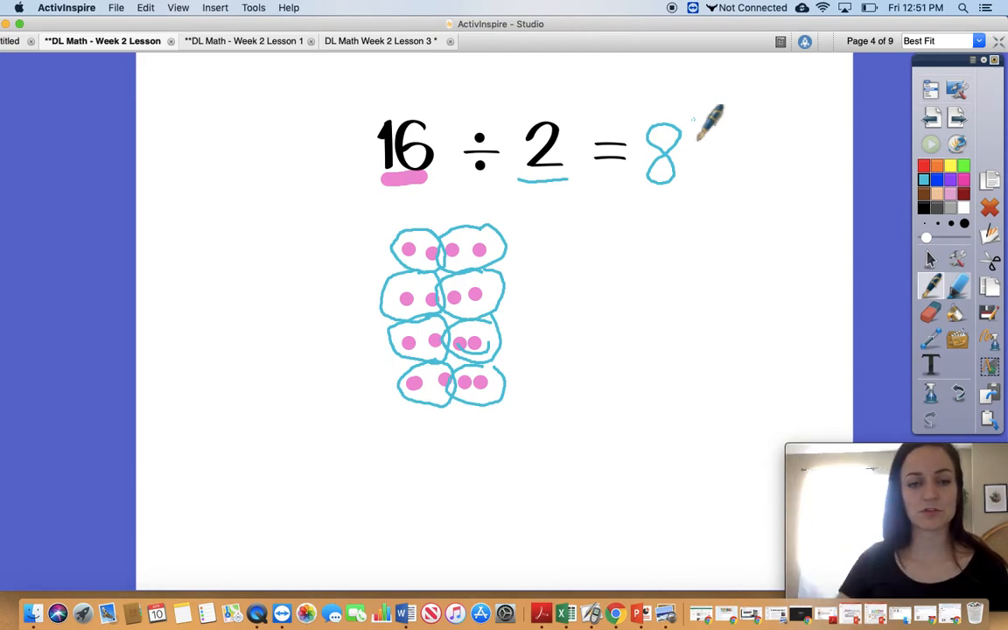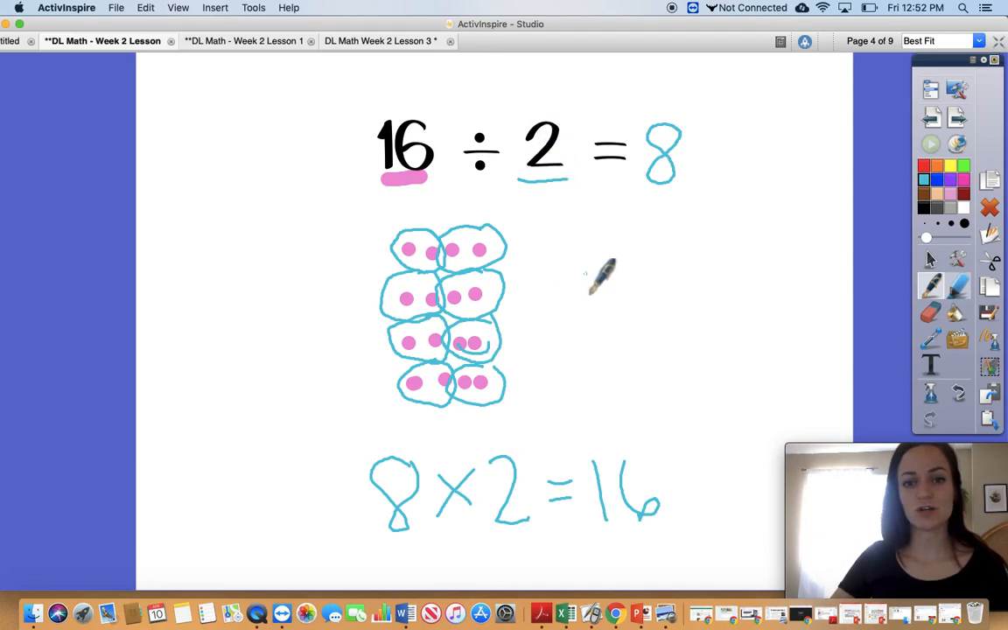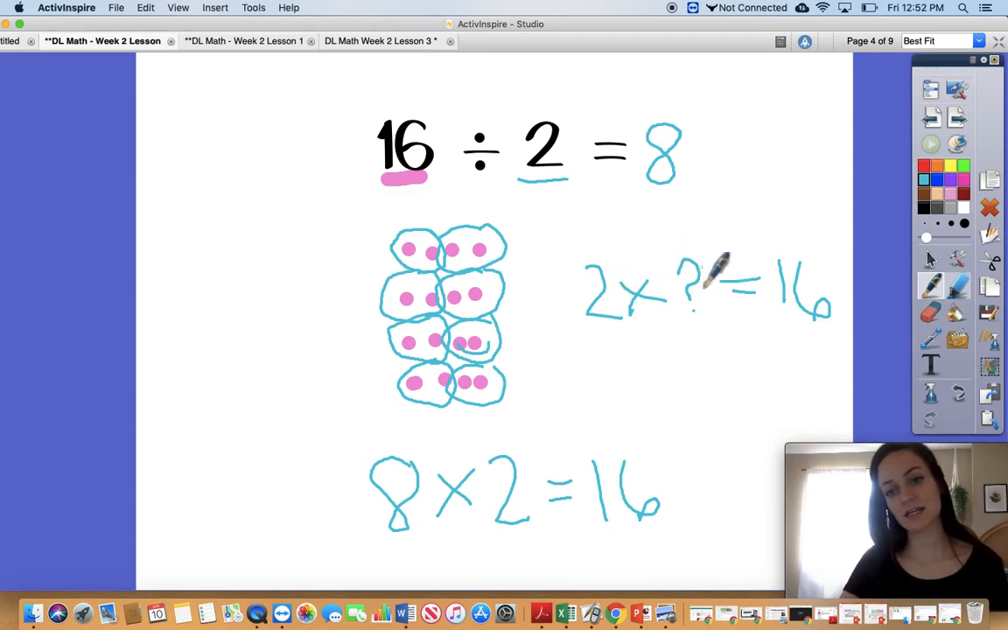Now, just like I said with the multiplication one, I can flip it. I can say 8 groups of 2, right? There's 2 in each one, will give me 16 total things, okay? So even if you're stuck on these division ones and you don't want to draw the picture, you could ask yourself, 2 times what, put a question mark for what, will give me 16. And if you know your math facts really well, you could say 2 times 8 will give me 16.